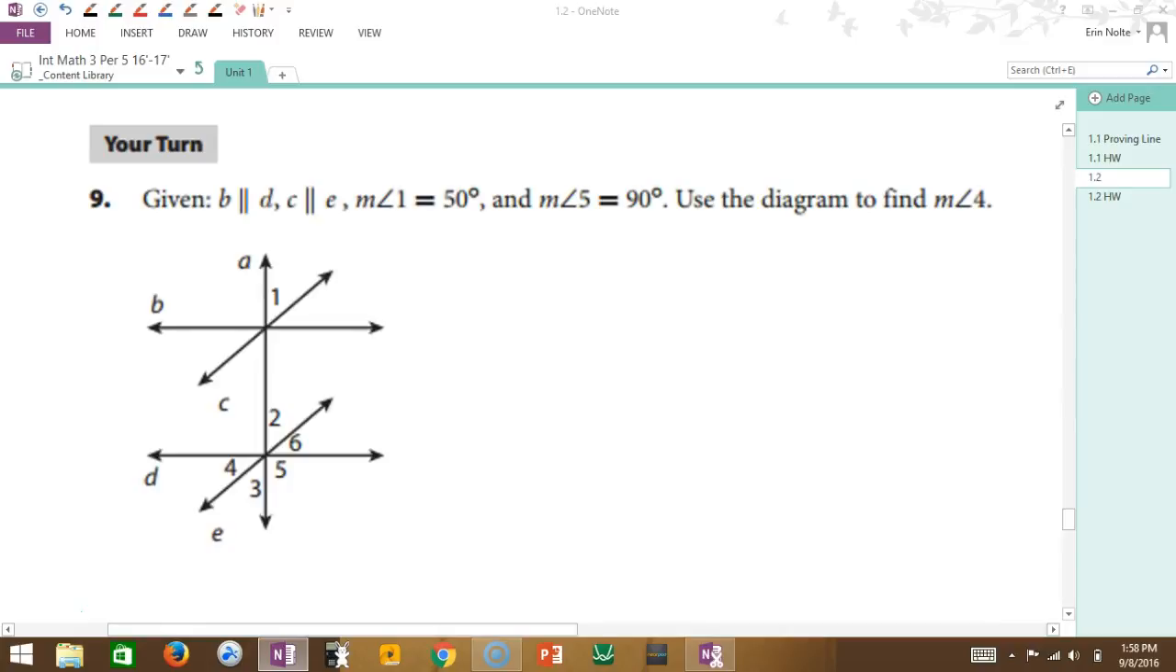So this is giving us that B and D are parallel. Okay, so you see those are the two horizontal lines. And then that E and C are also parallel. Those are the more diagonal ones. Angle 1 is 50 degrees, so this angle up here. 5 is 90 degrees. And we are going to find angle 4.